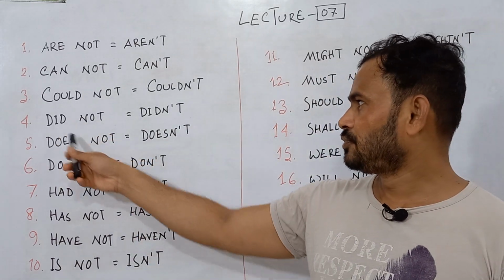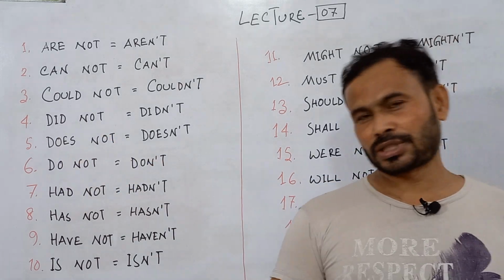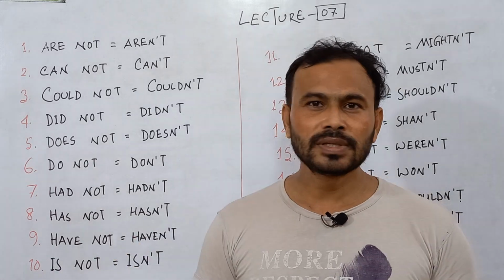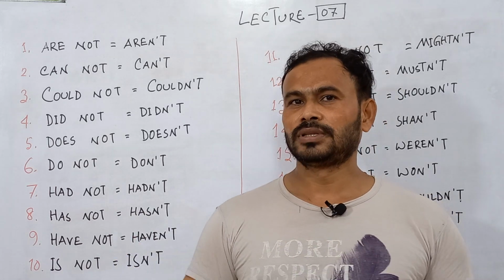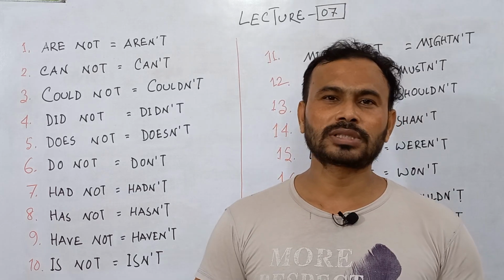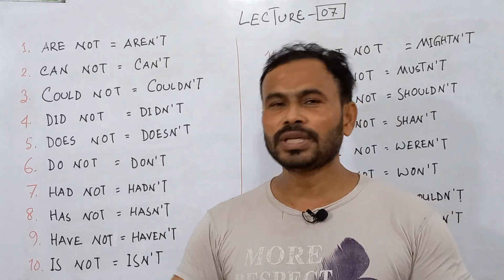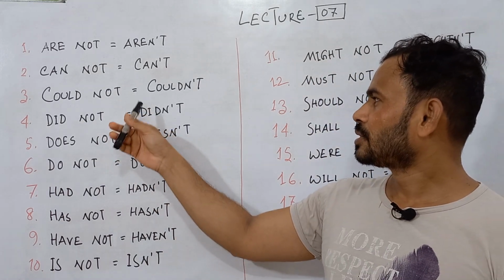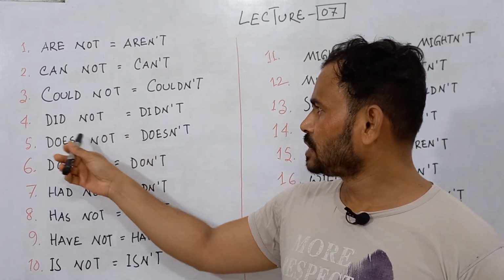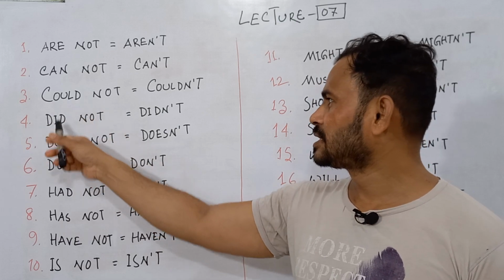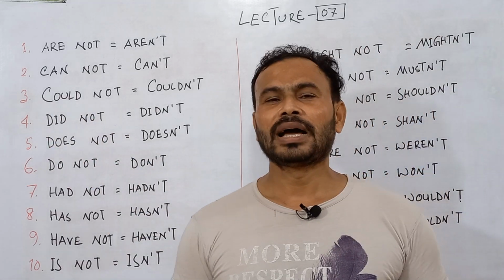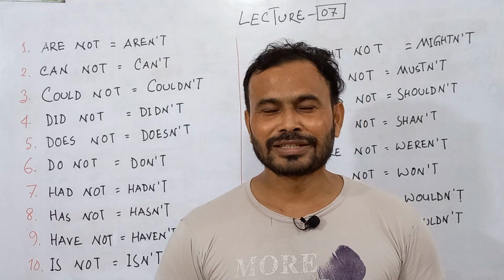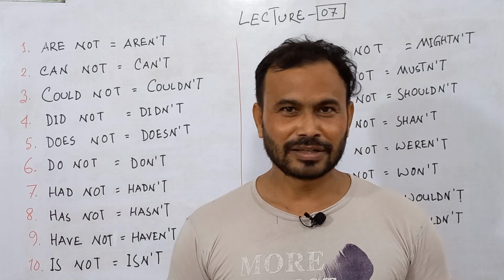So if we say, I did not do this work yesterday. If you want to use the contracted form of did not, we can say, I didn't do this work yesterday.